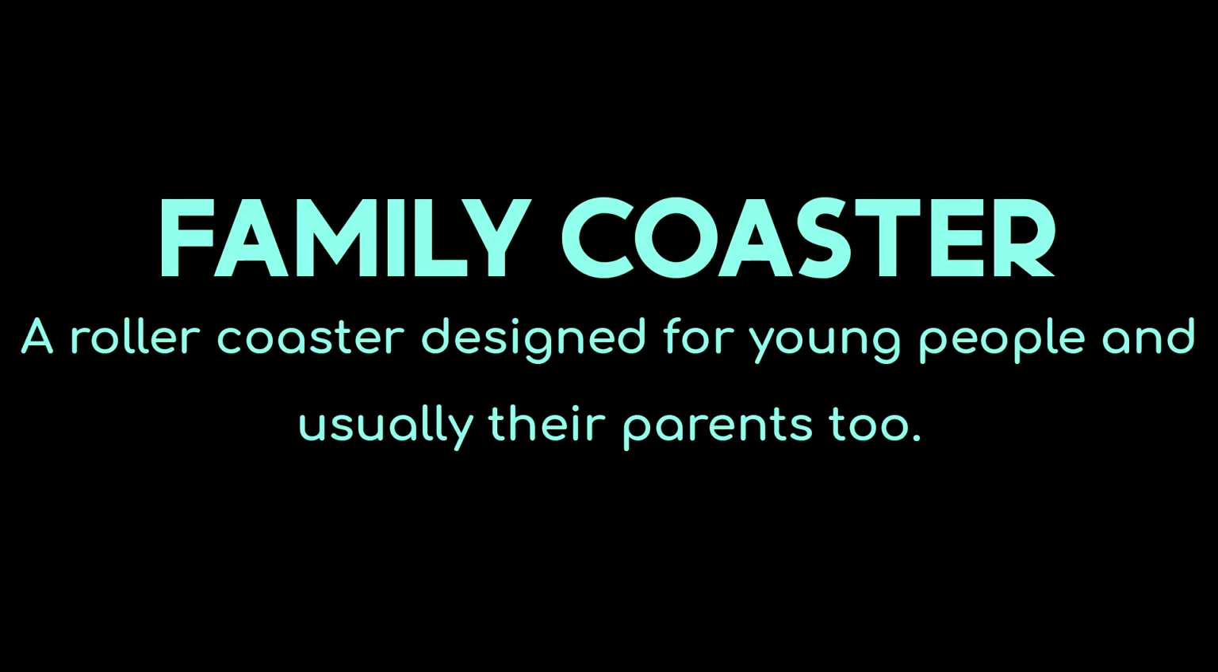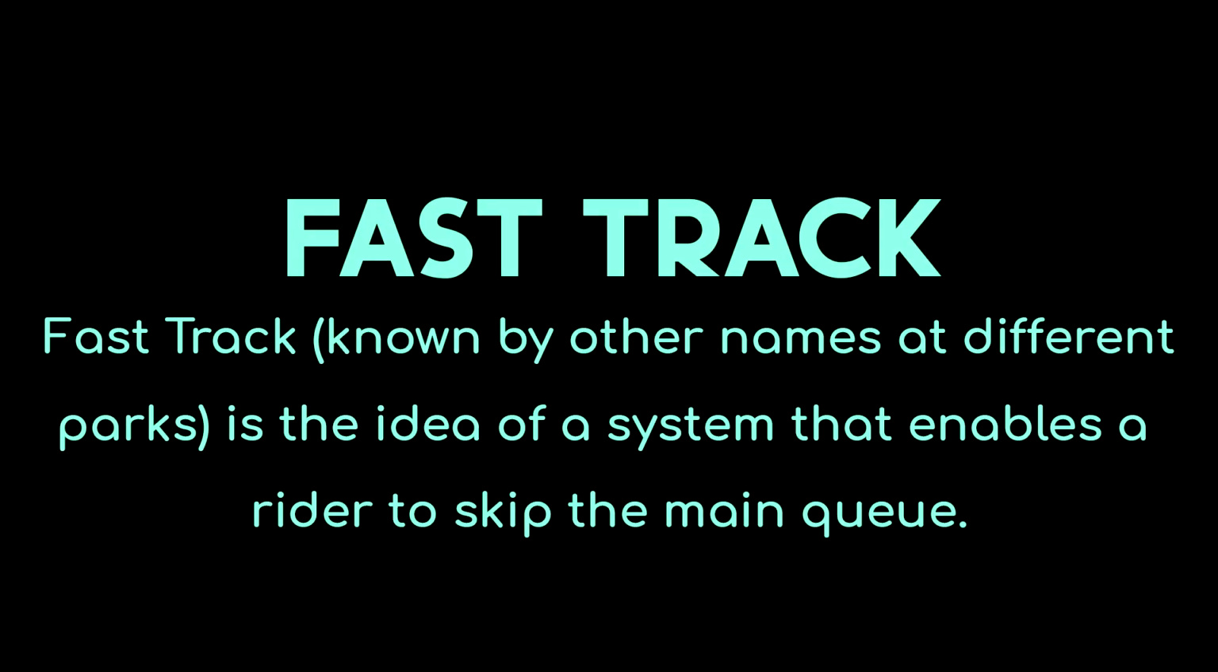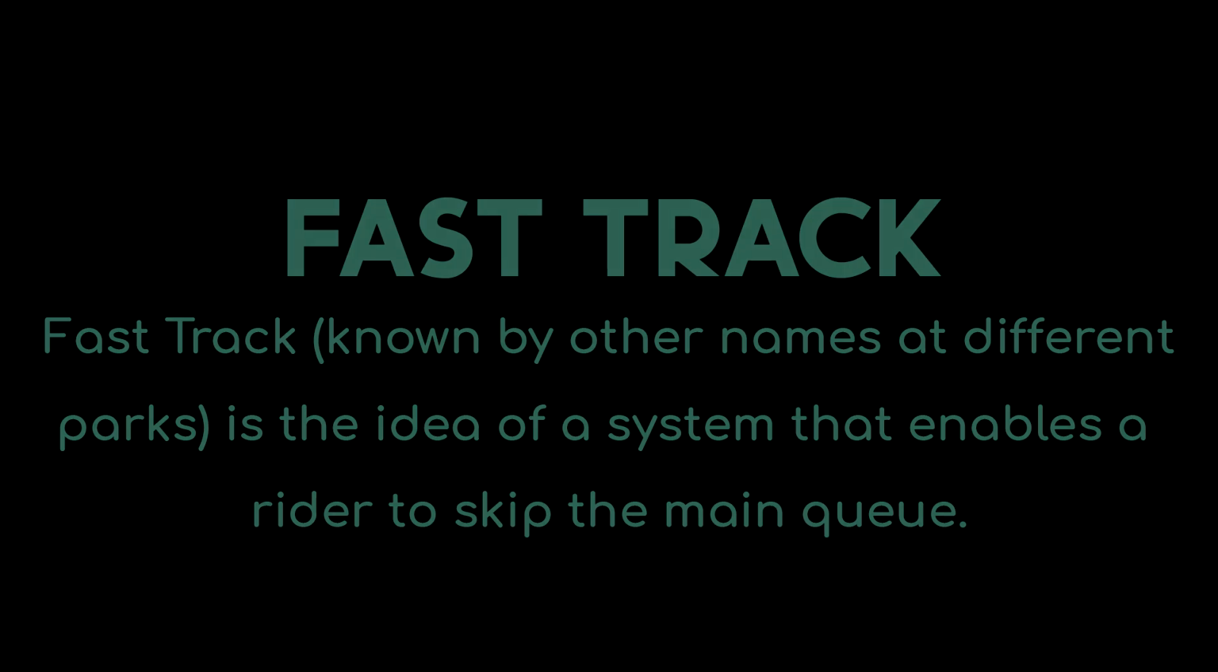Family coaster. A roller coaster designed for young people and usually their parents as well. As the name implies, it is designed to be enjoyed by the entire family and is not considered very thrilling. Fast track. Fast track, known by other names across different parks, is the idea of a system that enables a rider to skip the main queue by either paying or registering for a free time slot like Disney's Fast Pass.